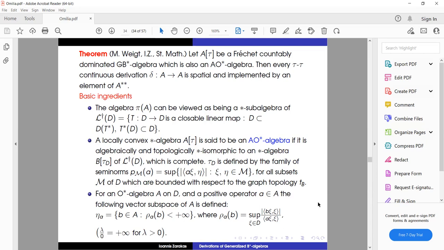So this is the notion of AQ*-algebra. For the countably dominated part, we referred to papers describing this topology, which I'm now going to state. This was a paper from Jerzak, on F-spaces. There were also papers from Araki, who has done great work on these things. Just to describe what the countably dominated term is, we start with a star subalgebra of L dagger D, call it alpha.